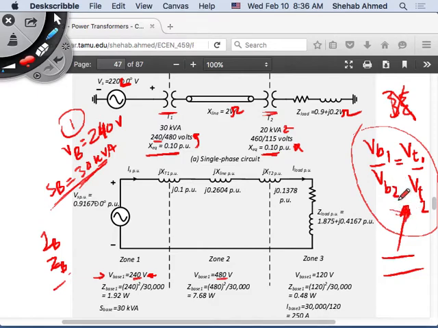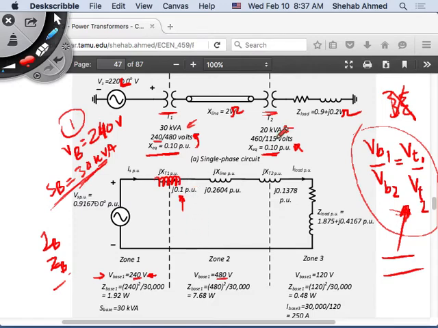So if this is satisfied, then basically it's equal: 240 is 240, 480 is 480, and the power base is the same. Then this impedance was calculated on this base, and this base is the same as the system base in this case. So I can just take this 0.1 and put it back here, and use it in the equivalent circuit.